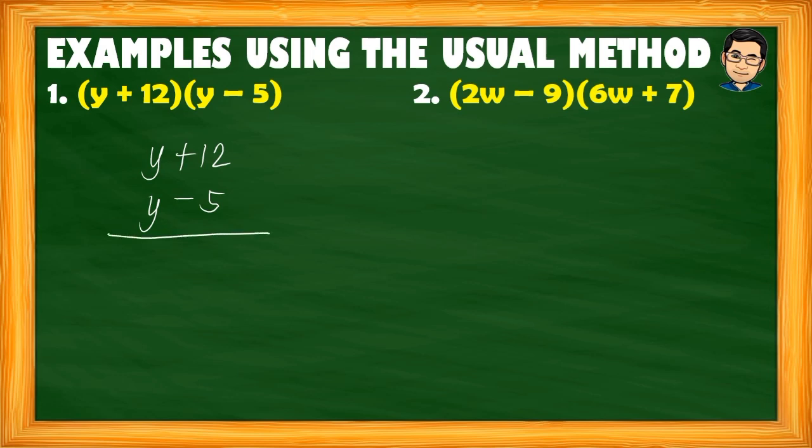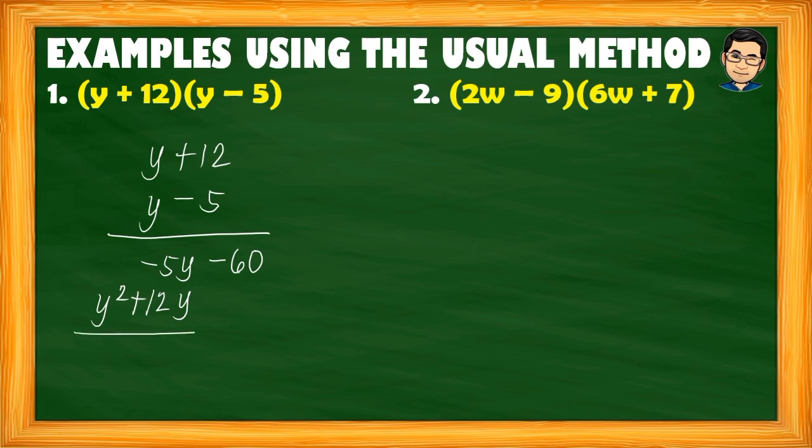Okay. And then, mumultiply natin yung negative 5 sa y plus 12. After that, yung y naman sa y plus 12. So, negative 5 muna. So, negative 5 times 12, that is negative 60. Next, negative 5 times y, that is negative 5y. So, tapos na po tayo sa negative 5, dun na sa y. So, y times 12, that is 12y. Itatapat natin 12y sa negative 5y. Kasi same terms dapat. Next, y times y, that is 1 plus 1, 2. So, y squared.